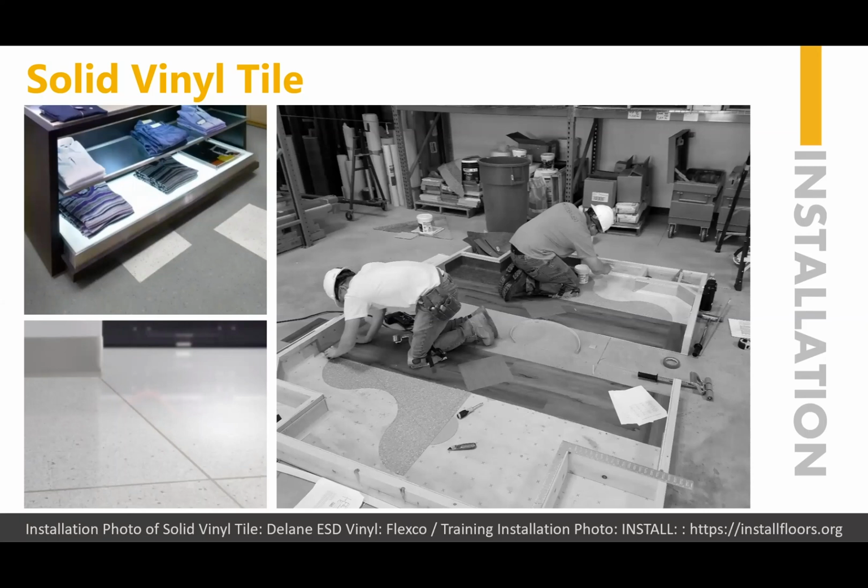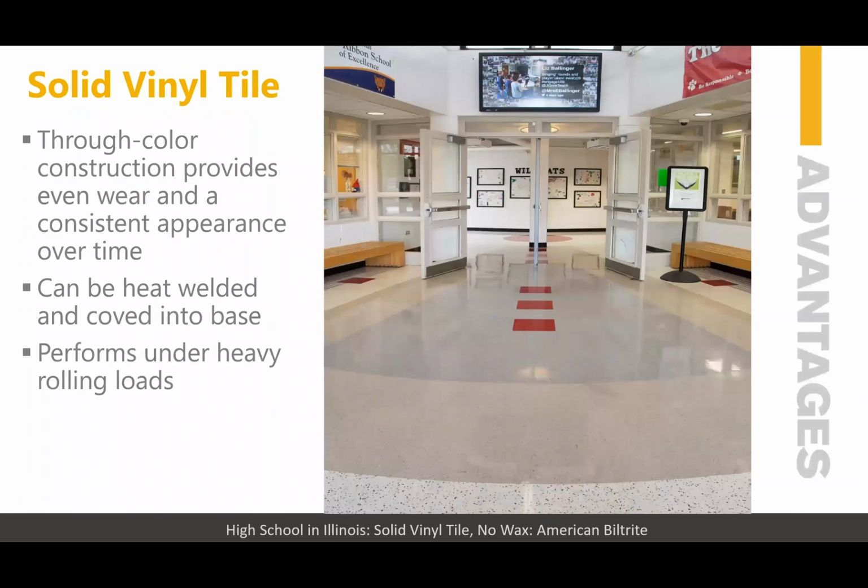It's easier to create floor pattern designs without having to do water jet cutting because you have smaller format pieces to utilize. But it can be, if it needs to be. So that has both options. And there is a perception of easy replacement of tiles because it can be replaced a tile at a time versus looking at it from an overall sheet perspective. Through color construction provides even wear and a consistent appearance over time, which is one advantage. It can be heat welded and coved into base, even though it's in a smaller format, and it performs under heavy rolling loads.